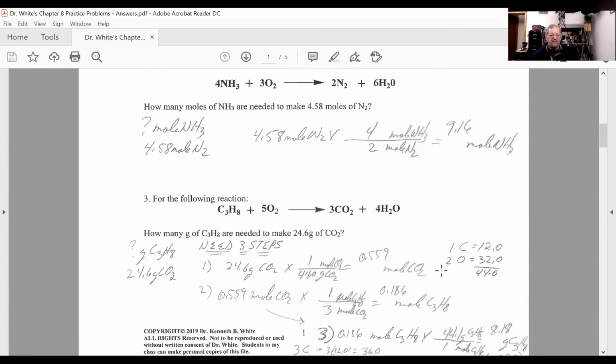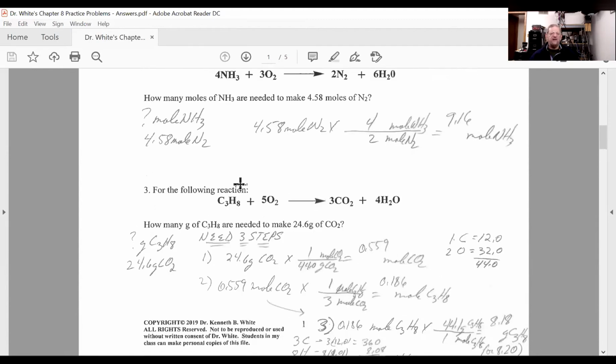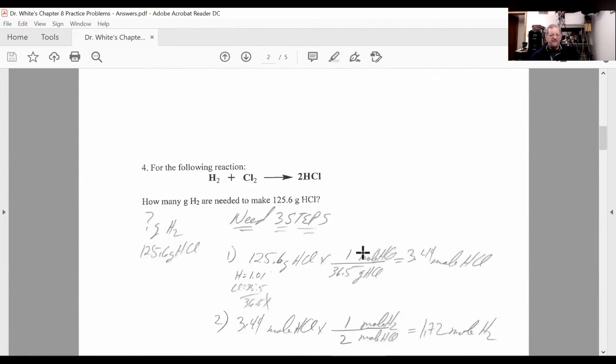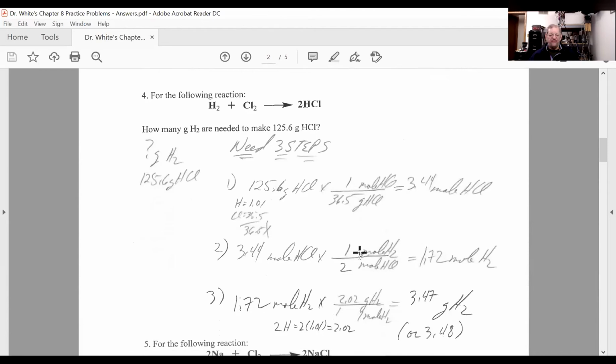Now, let's look at problem number 4. For the following chemical reaction, hydrogen plus chlorine gives you hydrochloric acid, HCl, and it's balanced. 1 mole hydrogen reacts with 1 mole of chlorine to give 2 moles of hydrochloric acid, HCl. Question is, how many grams hydrogen are needed to make 125.6 grams of HCl? You can't do this in one step. You need 3 steps.